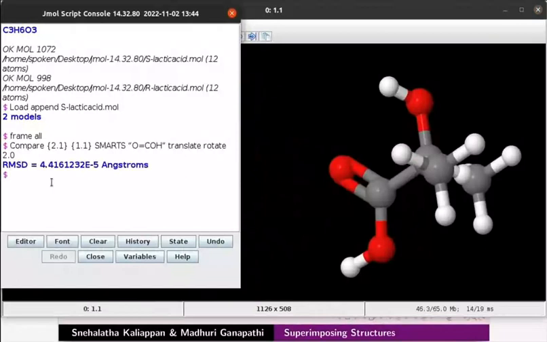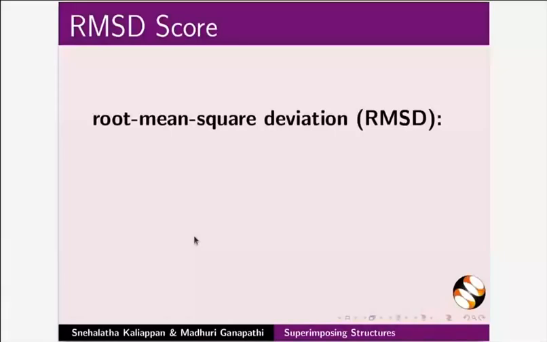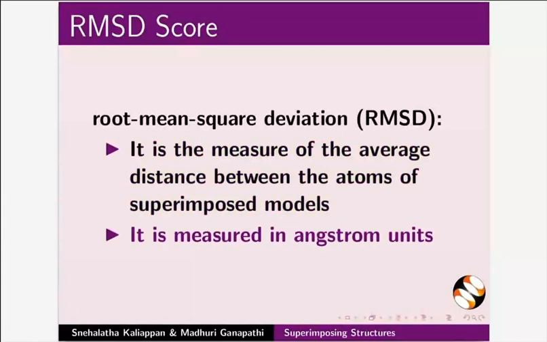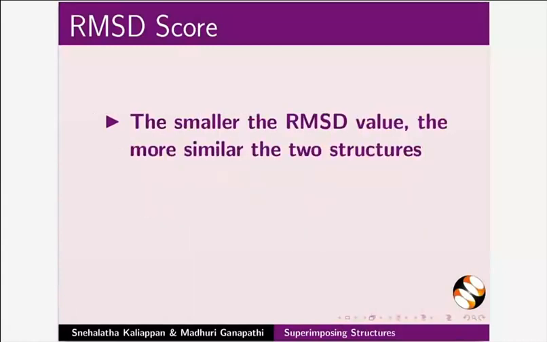On the console window, you will see a message in blue. It shows the RMSD score for the superposition. Root mean square deviation is the measure of the average distance between the atoms of superimposed models. It is measured in angstrom units. The smaller the RMSD value, the more similar the two structures.